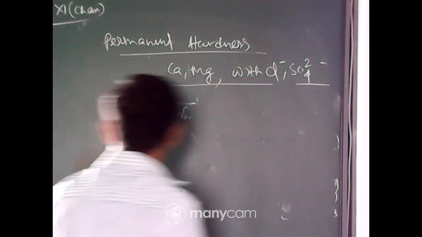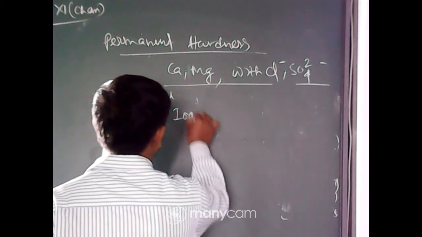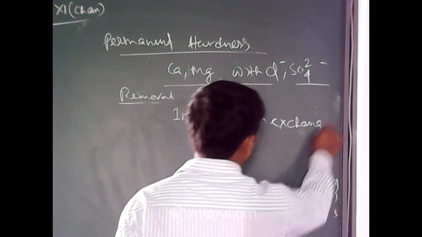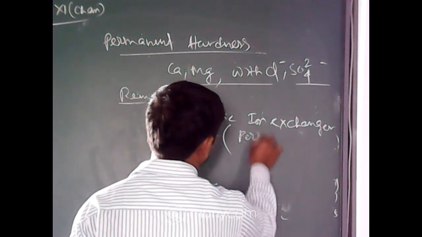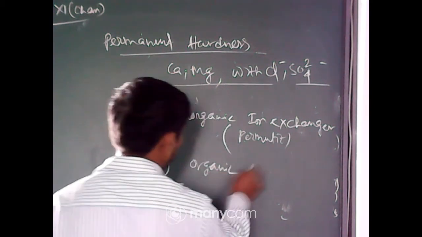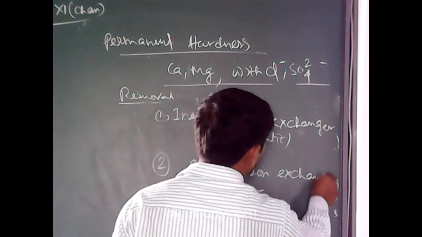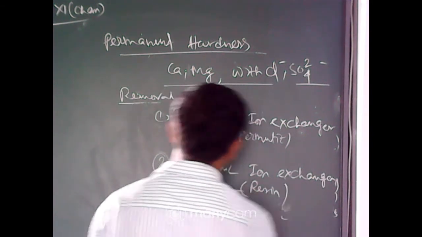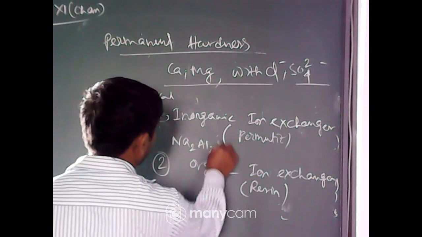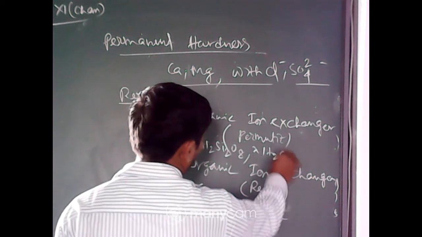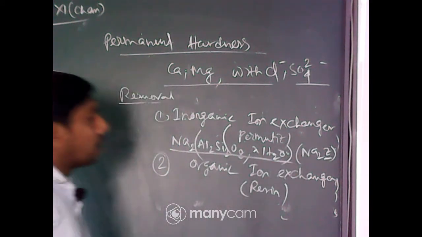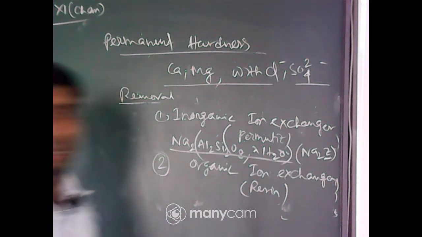So, the first method is ion exchange. One is the inorganic ion exchanger, which is simply called the permutit method, and another one is the organic ion exchanger, which is called resin. Now, what is permutit? Permutit is Na2Al2Si2O8·xH2O, and it is simply called Na2Z. Z is that part. This permutit is also called zeolite.